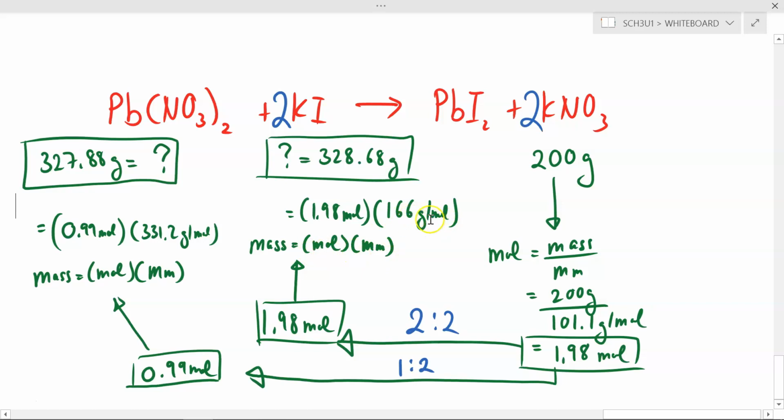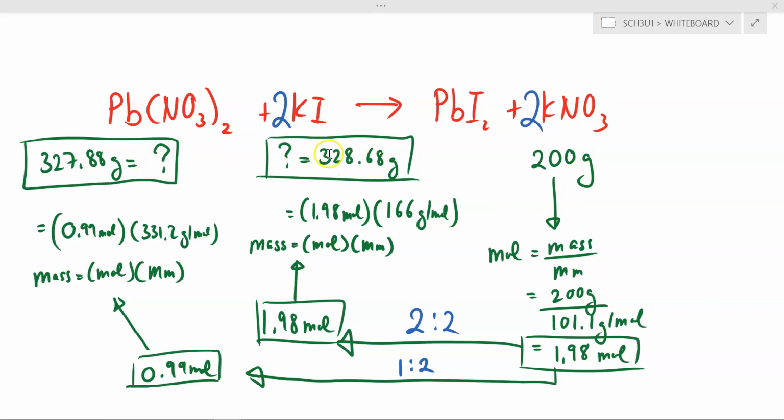Molar mass of KI, 166. Molar mass of Pb(NO3)2, 331.2. This gives me a final mass of 327.88 grams of lead-2 nitrate required to create 200 grams of potassium nitrate, but only if you can mix it with 328.68 grams of potassium iodide.